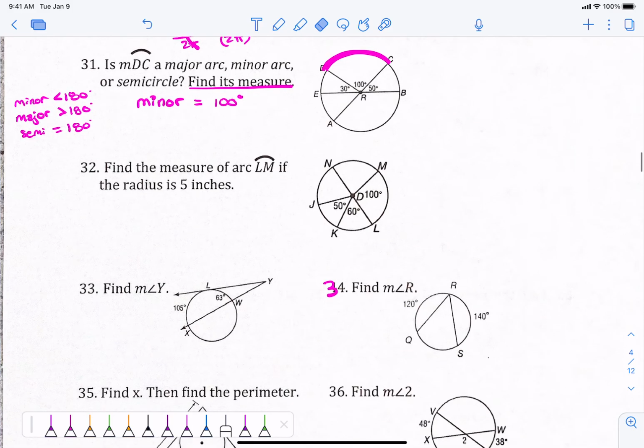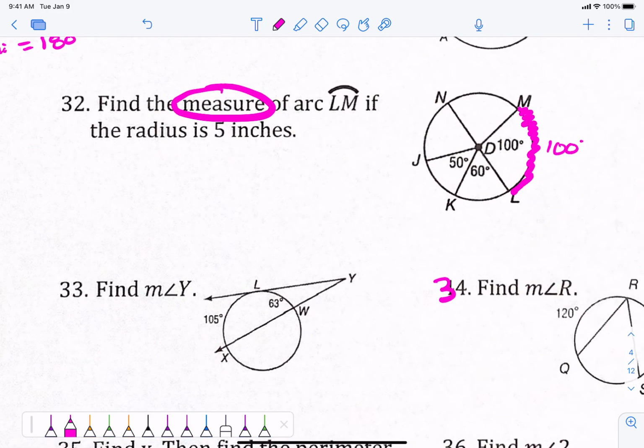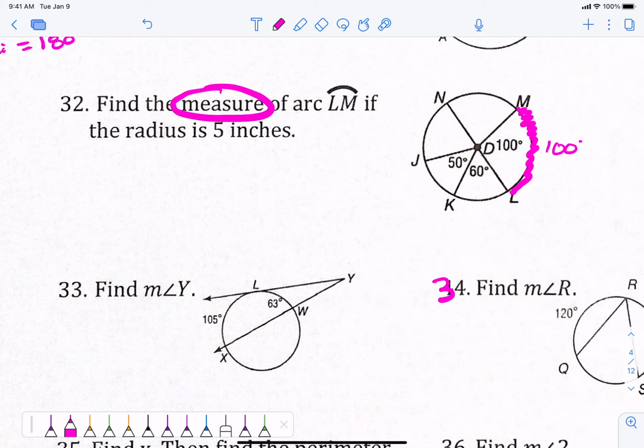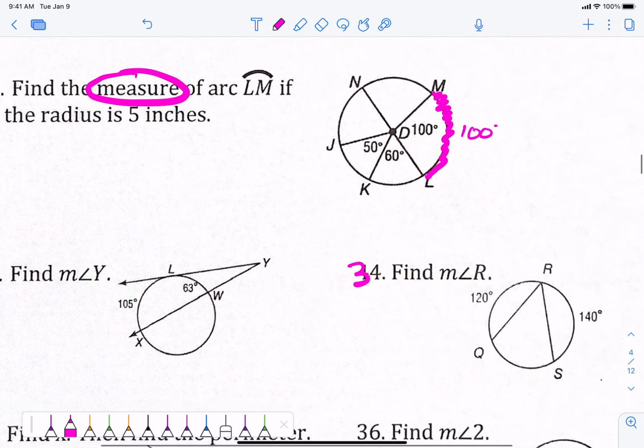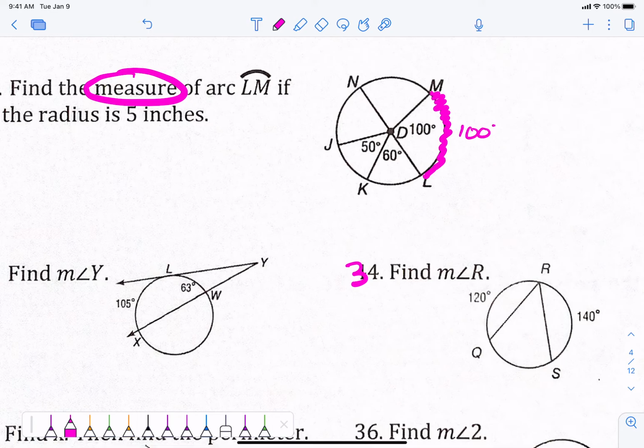Number 32 says find the measure of arc LM. How many degrees is it out of 360? LM is 100 degrees. It's something times 100 out of 360, right? Because we want to find the measure of it.